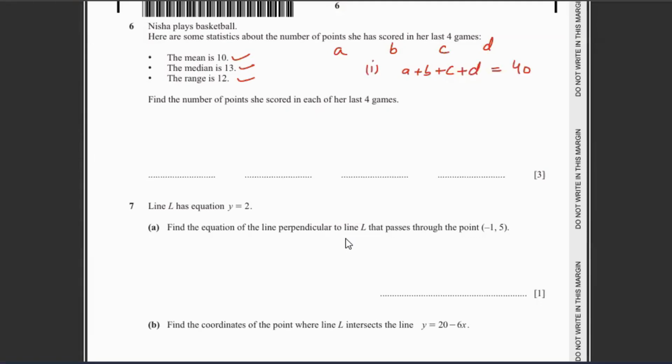The median is 13. So if the numbers are A, B, C and D in order, then B plus C divided by 2 is 13, or B plus C is 26.